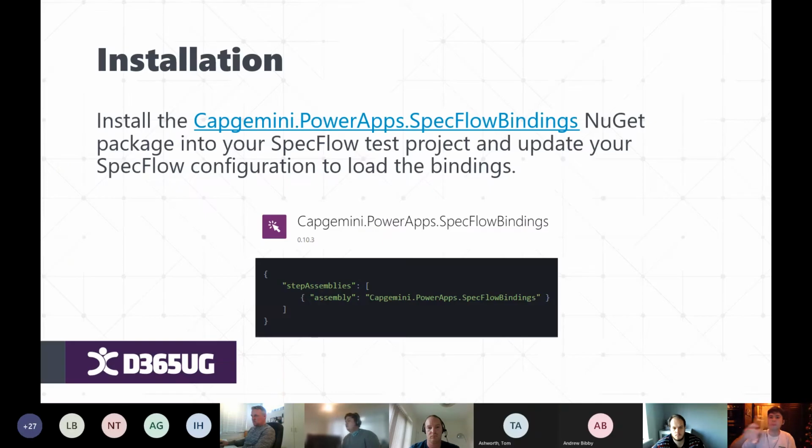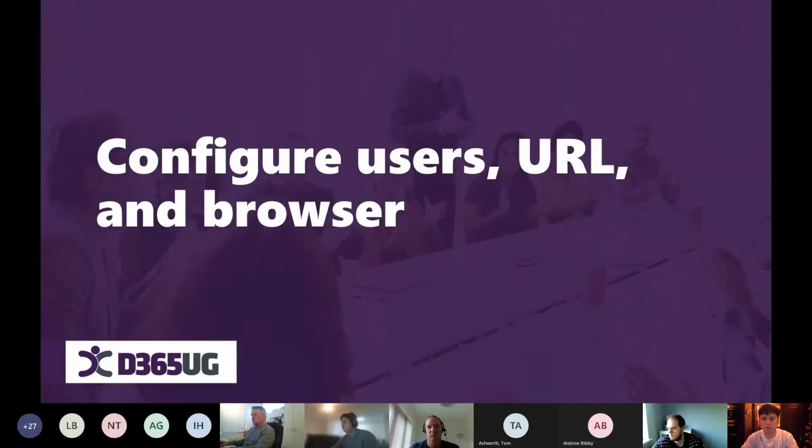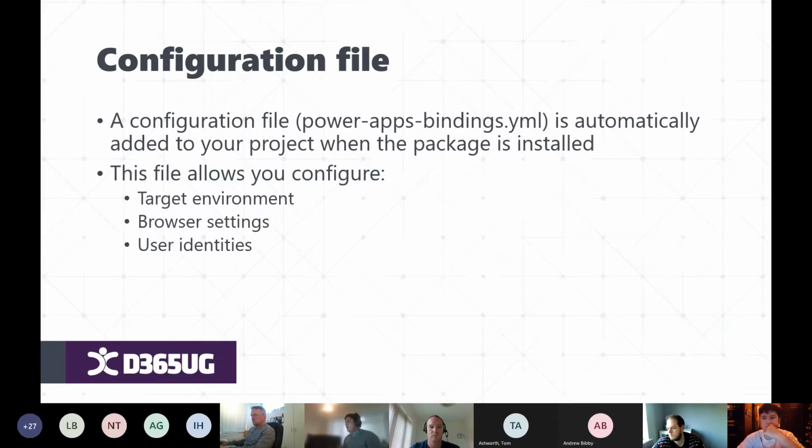So let's move on to installation. Now, the prerequisite on this is there is some knowledge you require on SpecFlow, so you'll have to set up and install that. But once you've done that, you can install the NuGet package, which is the Capgemini power-apps-specflow-bindings, into your SpecFlow test project, and then you need to add a SpecFlow configuration file to load the bindings. Cool. Once you've installed that, this will add a configuration file, which is a power-apps-bindings.yml, which is automatically added to your project when the package is installed.